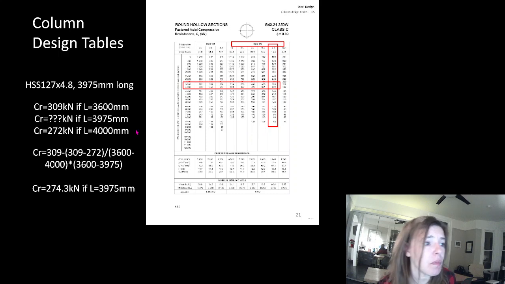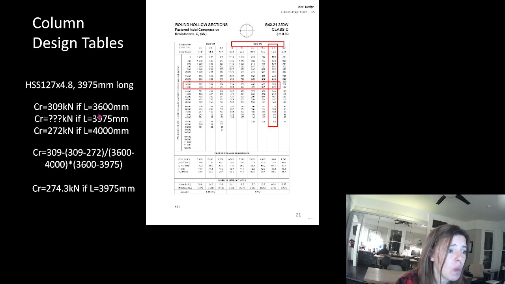Okay, so at 3,600, we've got a CR of 309 kilonewtons. And at 4 meters, we've got a CR of 272 kilonewtons. That makes sense. As it gets taller, it buckles easier, which means it can support less load. We want to know what it is at 3.975 meters, so we can interpolate between these two values. And it looks like we get a CR of 274.3 kilonewtons if L is 3.975 meters.